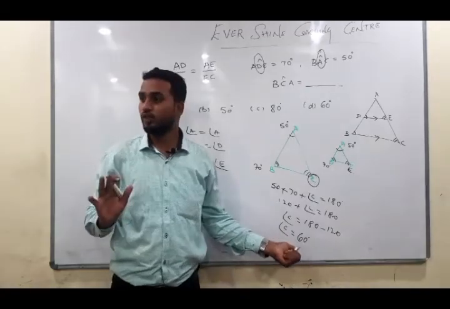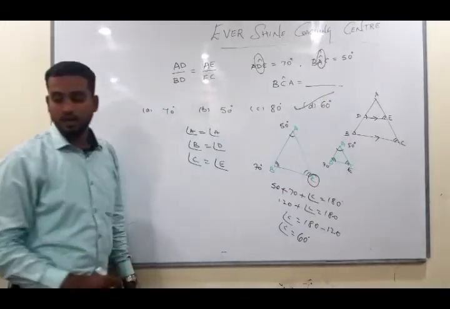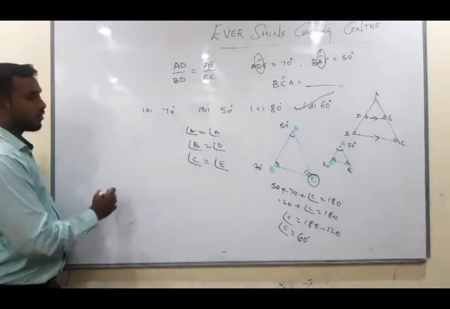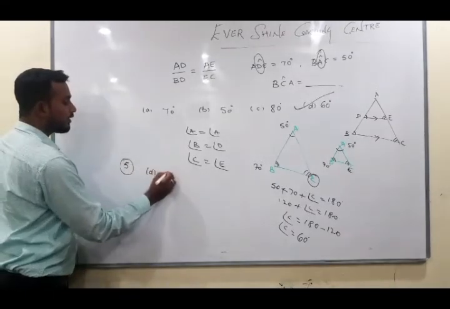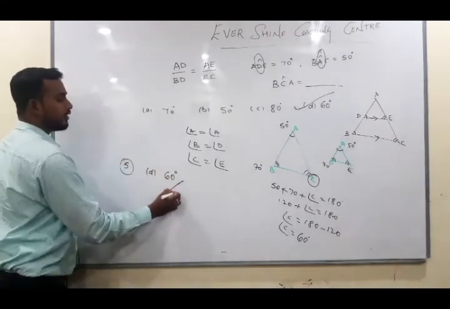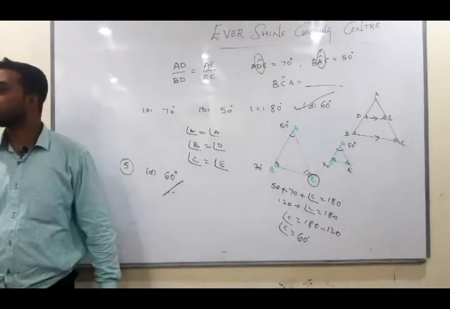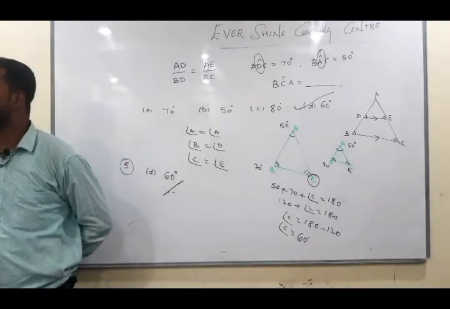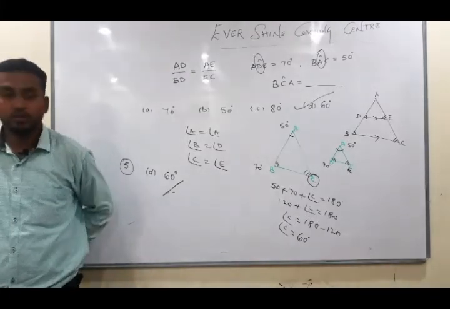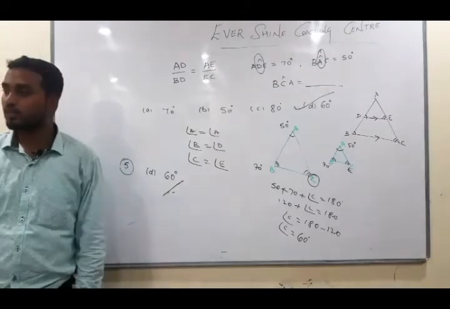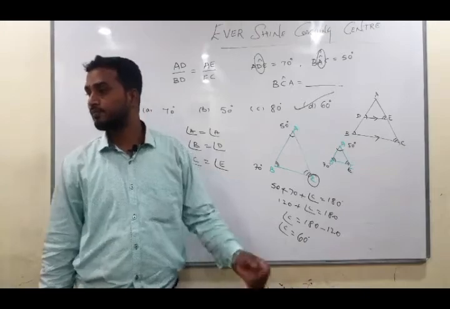Understood? So which is the correct answer in this? Option D. And which is this question number? Question number 5. Option D, 60 degrees is our correct answer. Understood? How you have to solve your multiple choice? Concept clear? Good. So this is the way the questions can be asked to you even in your final board exam. Got it? Good.